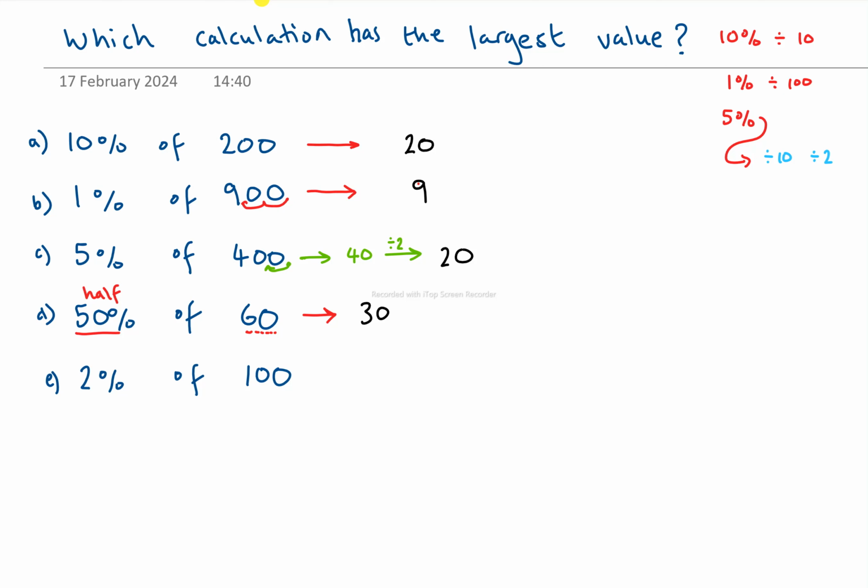Now, 2%. So what I would do is I would work out 1% and then multiply it by 2 or double it. So let's work out 1%. 1% is 1, 2. That's 1%. So now we need to double it or multiply it by 2. So 1 times 2 is 2. So we'll put the answer there.